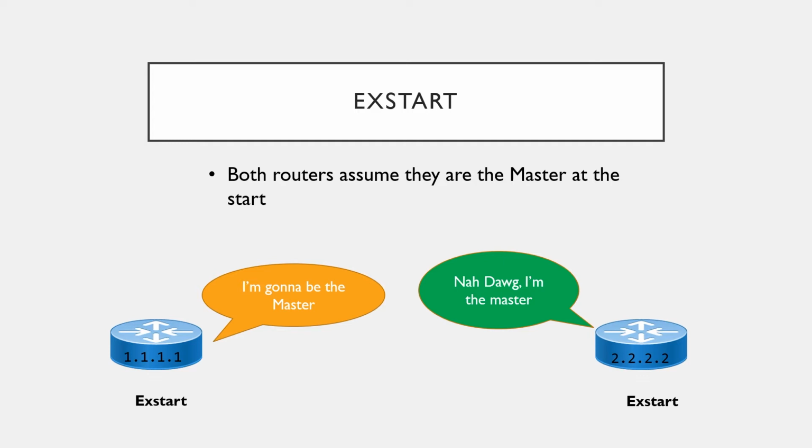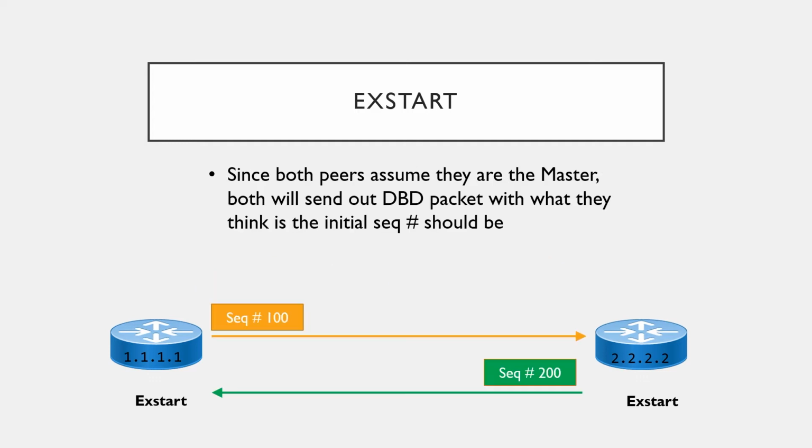Now in the ExStart state, if you recall, this is where we set up that master-slave relationship. And the way that it actually works is that both routers assume that they're the master. So R1's going to tell everyone, hey, I'm the master in this network. And R2 is going to be like, no, man, I'm the master. And so because they both think that they're the master, each router is going to send out a database descriptor packet with what they think is the initial sequence number.